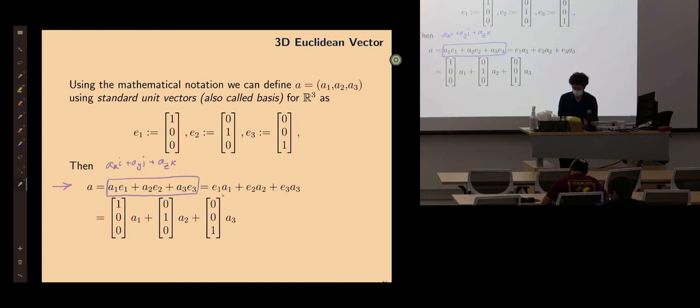Okay, so can I also change the order? If I have A1 times E1, can I write E1 times A1? Would this change anything? A1 is a scalar. E1 is a vector. So one is a scalar, it shouldn't matter, right? Because if we have two matrices or vectors, the order matters. But with scalars, it's not important. The order should not change the result.